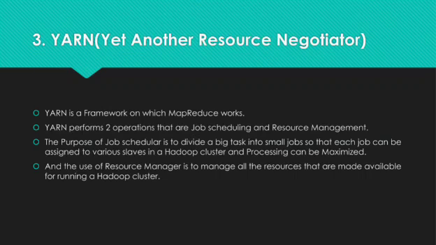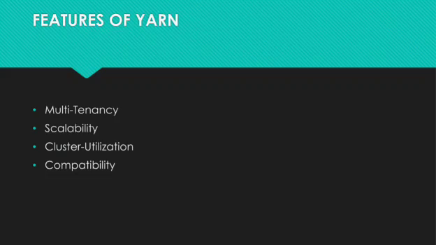The job scheduler also keeps track of which job is important, which job has more priority, dependency between the jobs and all other information like job timing, etc. And the use of resource management is to manage all the resources that are made available for running a Hadoop cluster. Features of YARN: multi-tenancy, scalability, cluster utilization, compatibility.